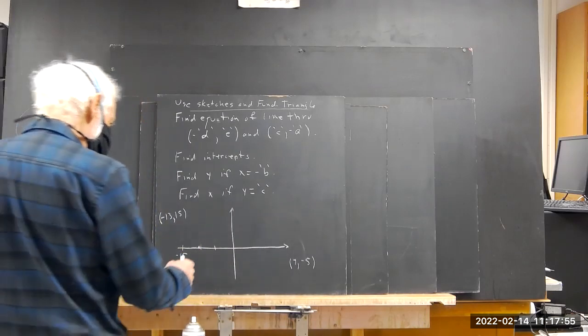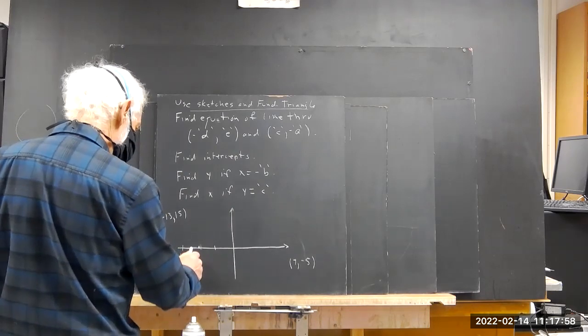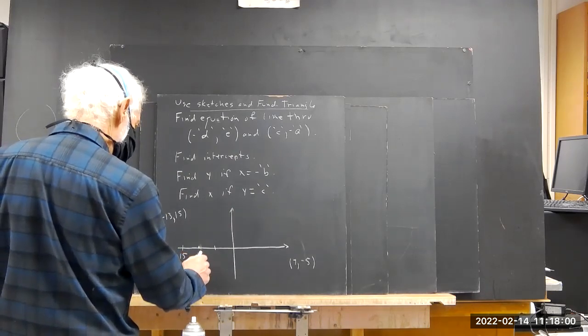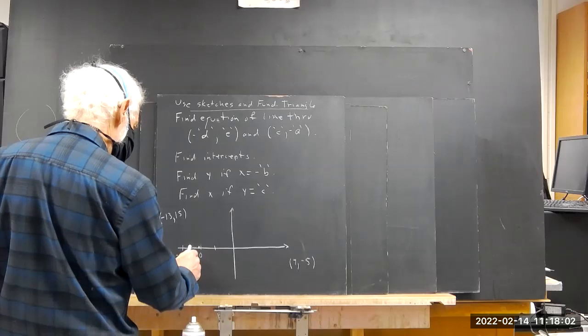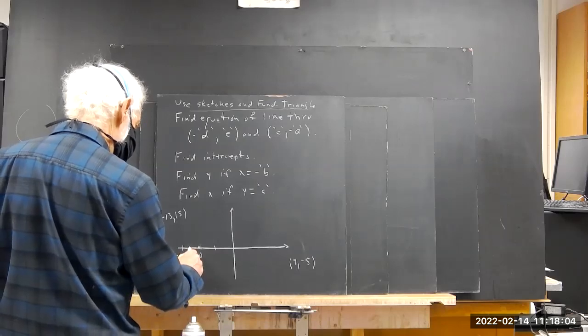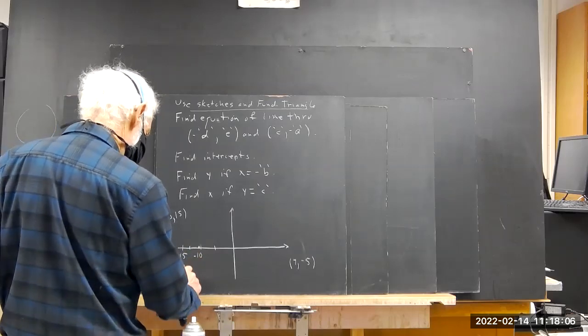And then we can see where 13 would be. Halfway between 10 and 15 is 12 and a half. So 13 would be about here, right? -13.